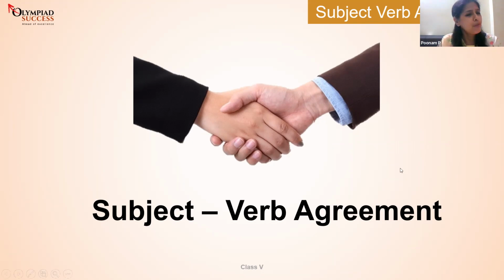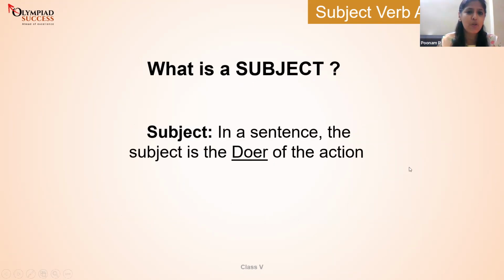Okay, now all of you have heard of subject verb agreement. How many of you have not heard of subject verb agreement? Give me a thumbs up. It's okay if you haven't heard. Okay, so most of you have heard. Yes, Shambhavi, Ishani, Shreya, Samreen, give me a thumbs up.